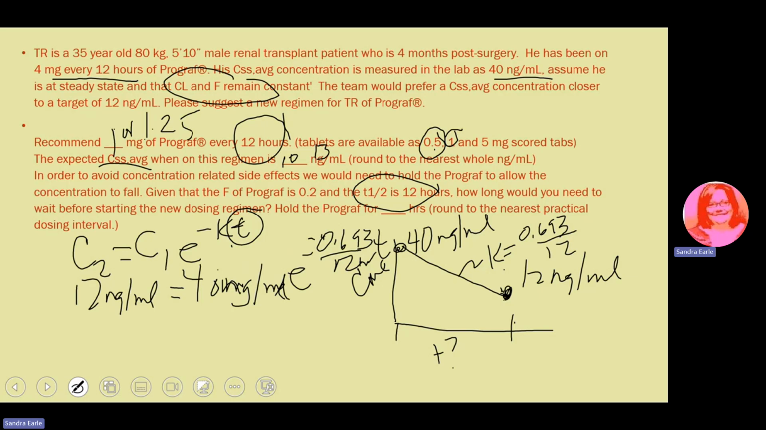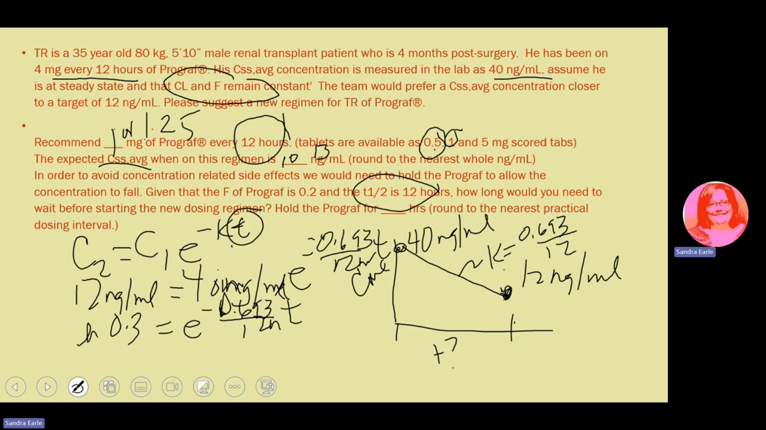So we're going to say 12 divided by 40. 12 divided by 40 is 0.3. Did I do that right? 12 divided by 40, yeah, 0.3 is equal to e to the negative 0.693 over 12 hours times t.